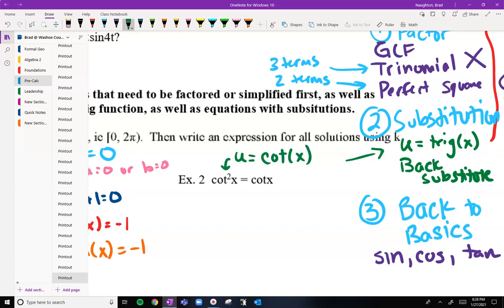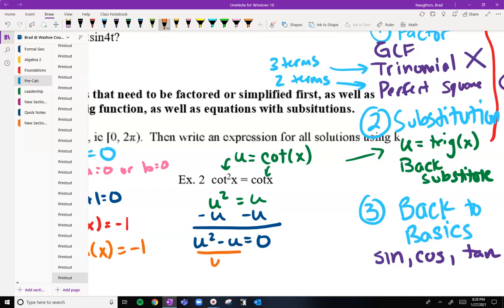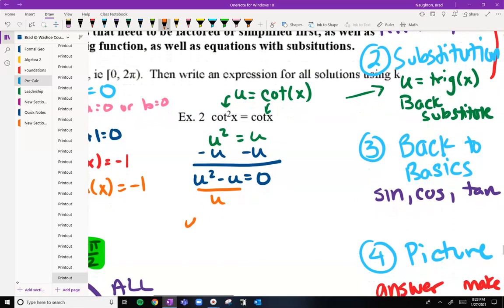Well, this is cotangent squared, so this would be u squared, and this is cotangent, so that would just be a u. Okay, we can solve this. So I'm going to move u over because I need to factor it, which means it needs to be set equal to 0 first. So u squared minus u. And then I'm going to say, what is my GCF? So my GCF here is a u. So then I'm going to get u and then u minus 1.